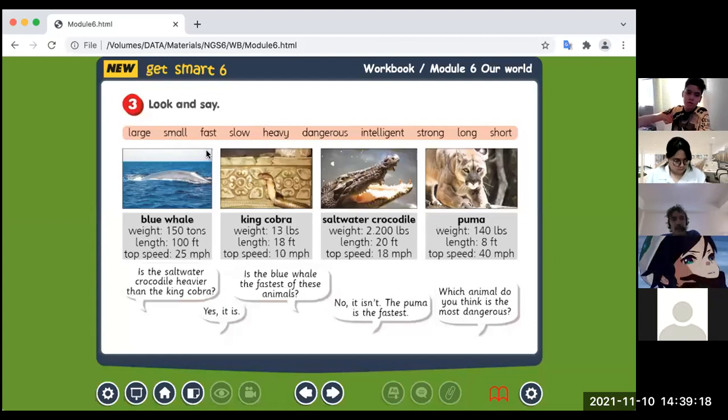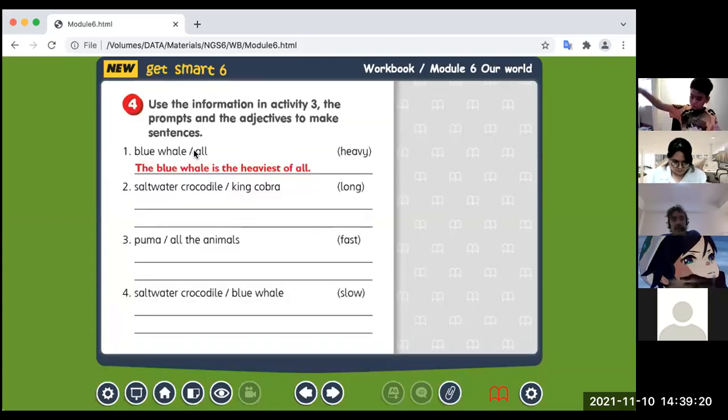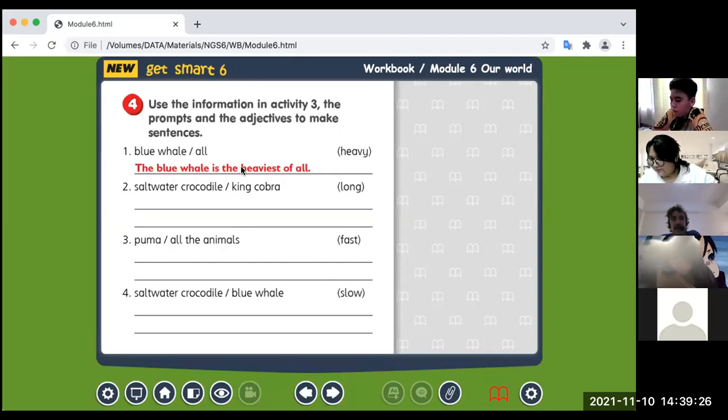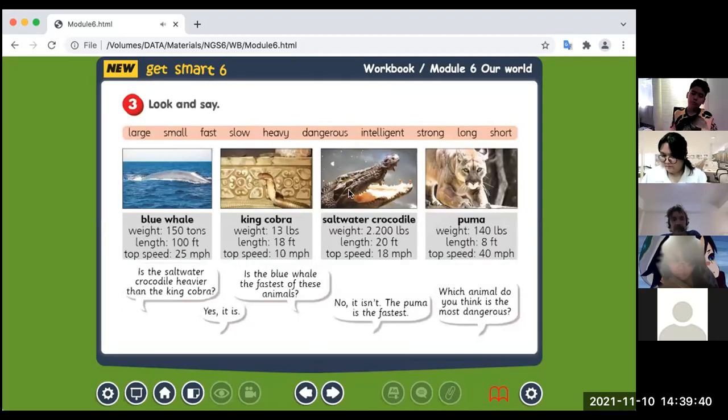Like you have the blue whale compared to all animals. So use the superlative and you say, how heavy it is: the blue whale is the heaviest of all. For number 2, you should use the adjective long. Number 3, fast. Number 4, slow. The information you are comparing is here in number 3. Okay, so that's your homework.